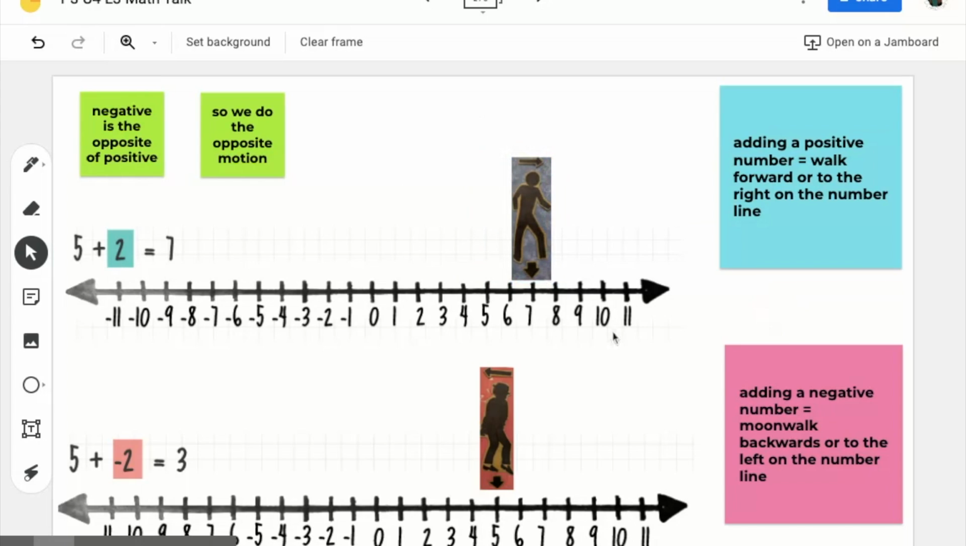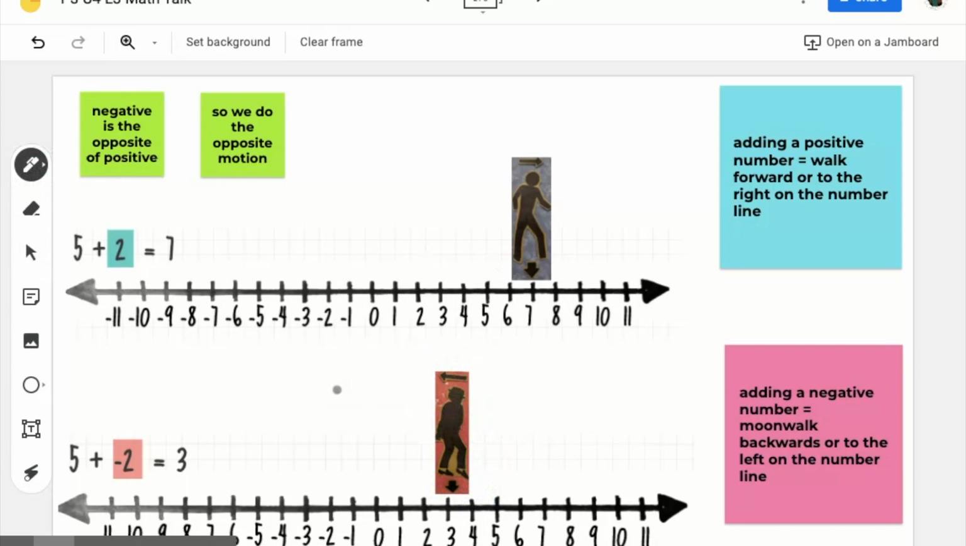So I'm going to do the opposite when I add a negative. All right, adding a negative number, I'm going to moonwalk backwards, so I'm going to step backwards. All right, so to the left on the number line. So 1, 2. All right, I would be at 3.